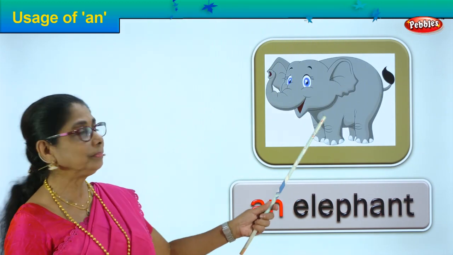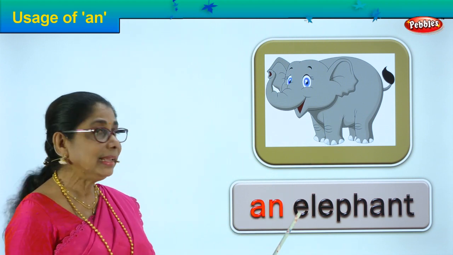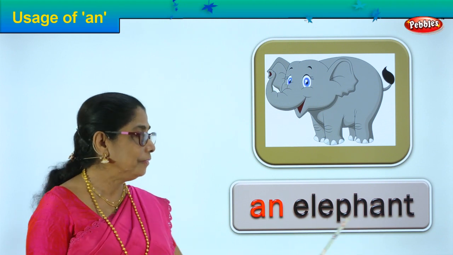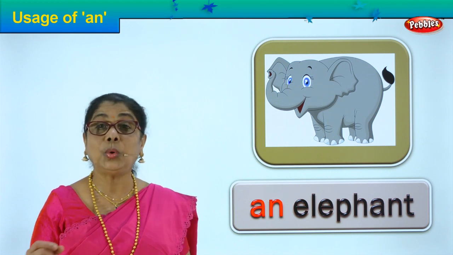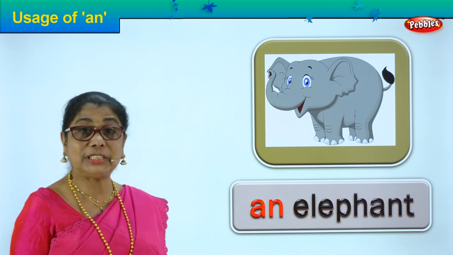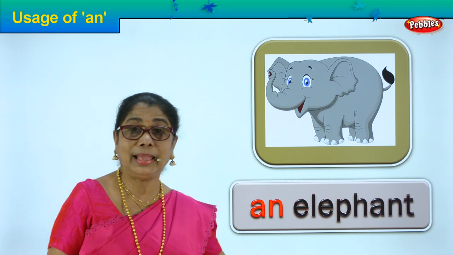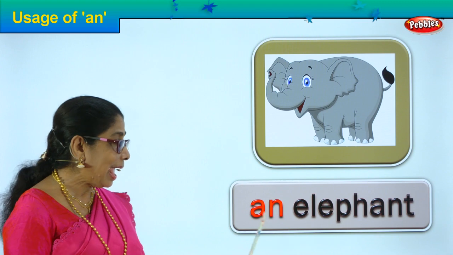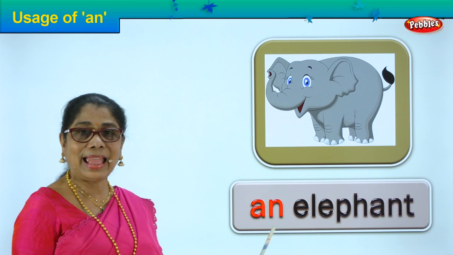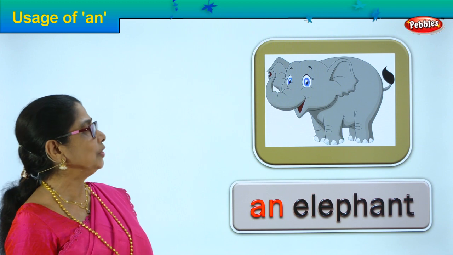See what you have here. Elephant. Let's look at the spelling. E-L-E-P-H-A-N-T. Elephant. The word elephant begins with a letter E, which is a vowel. Therefore, we use an before the word elephant. Now, read. An elephant. This is an elephant. Good. Let's take the new picture.